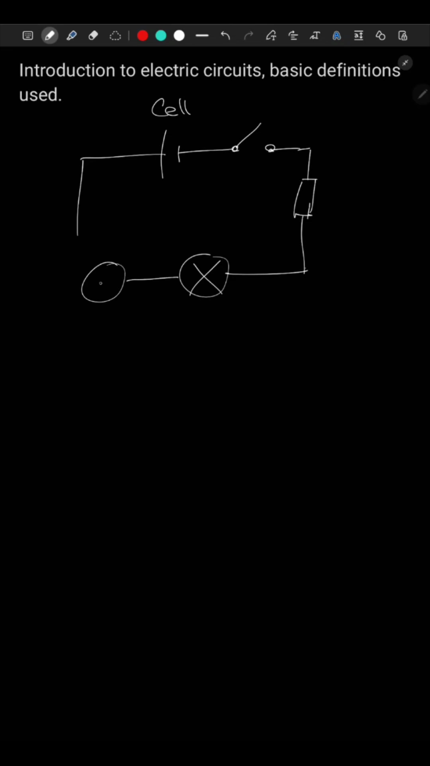So it must have a source, a cell, and I can put a switch with a bulb here. Okay, let's put a resistor over here. And let's put an ammeter, and over here we put a voltmeter. Okay, so this is a basic electric circuit, and you should label all the components that you used.